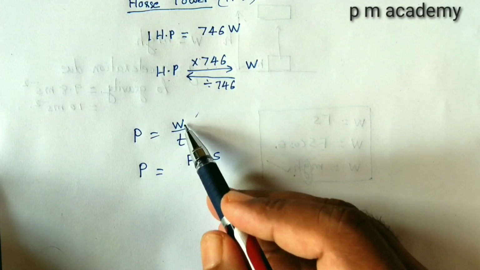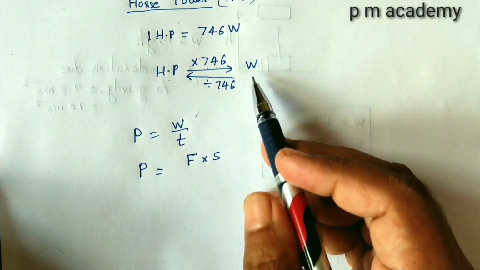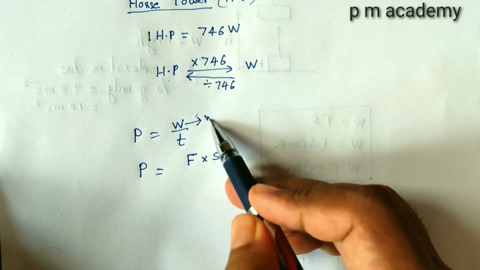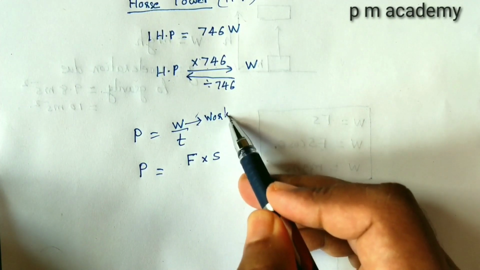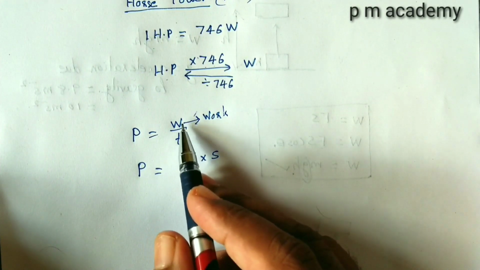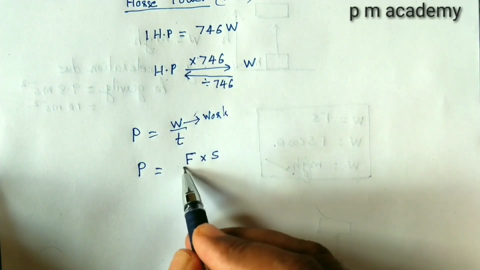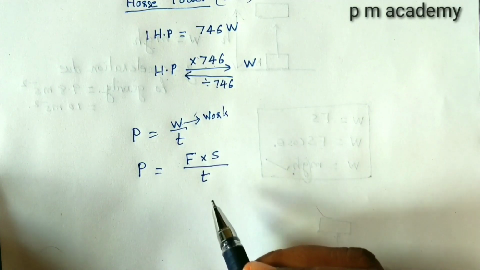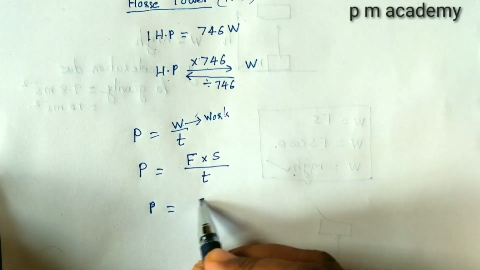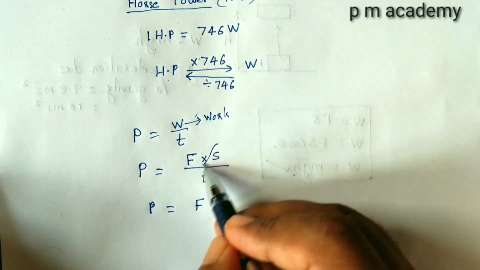Don't confuse the W with the unit of power. Unit of power is watt. Here W indicates work, not watt. Work by time. Here I am substituting, instead of work, F into S divided by time. Therefore P is equal to F into S by time. Therefore P is equal to F into, what is S by time?